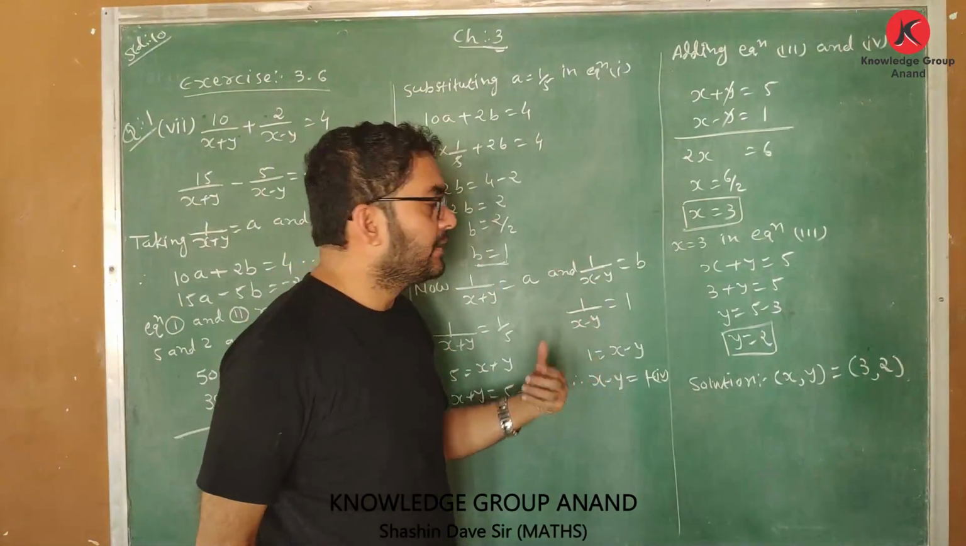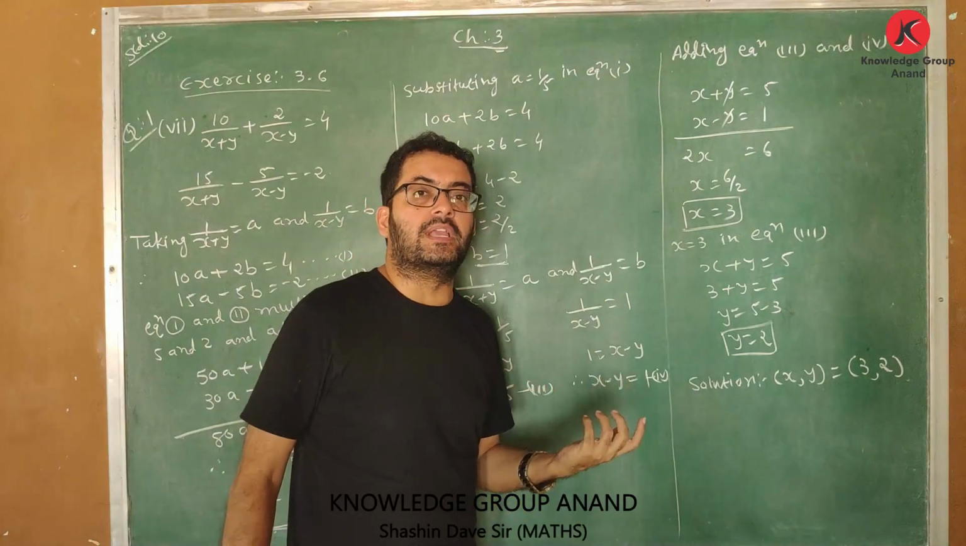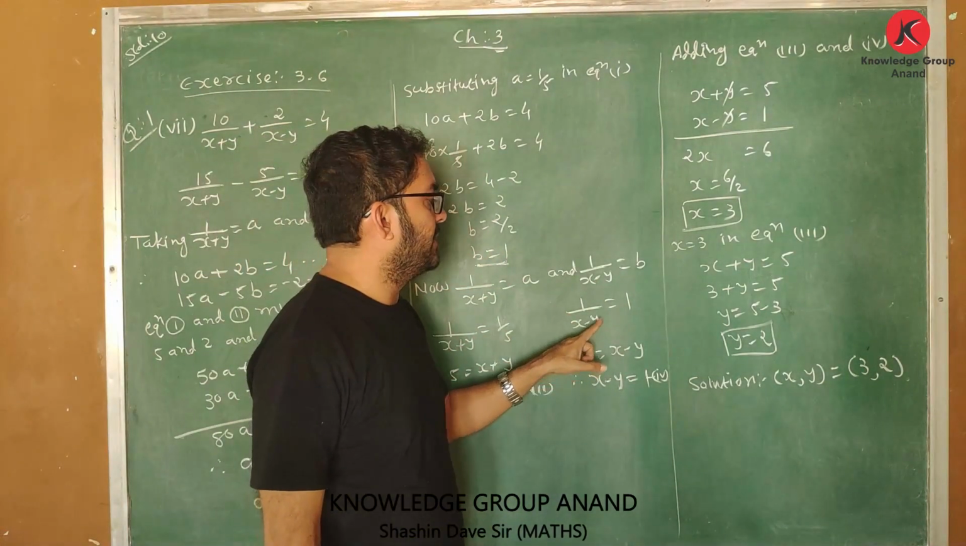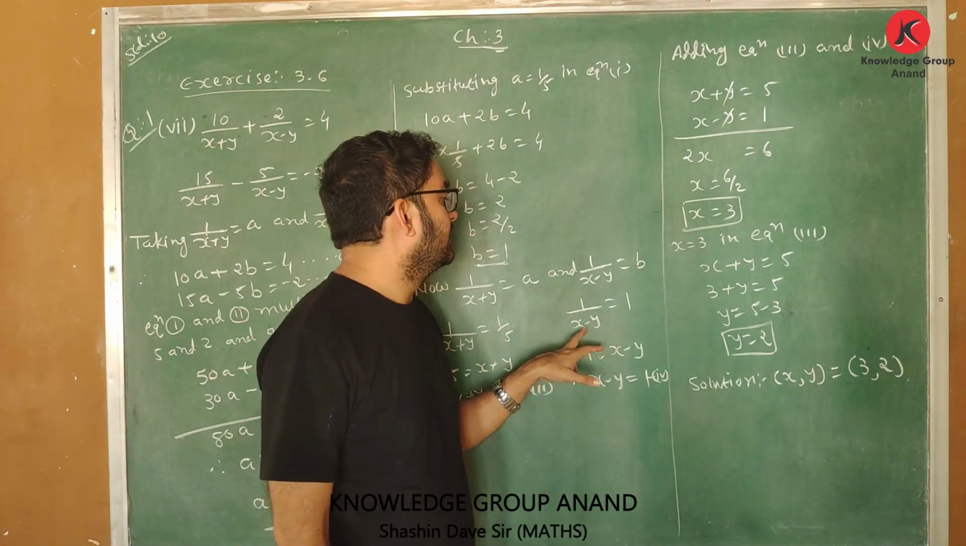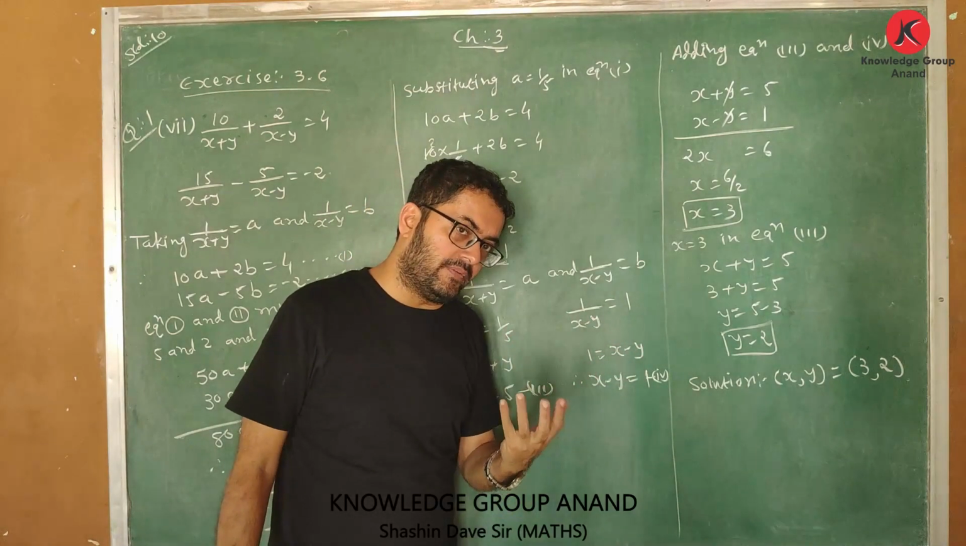Now for the b part, I have 1 upon x minus y is equal to b. But what is the value of b? The value of b is 1. So I will write 1 upon x minus y is equal to 1. So when you cross multiply, you will get one more equation, that is x minus y is equal to 1. So here we have two equations.